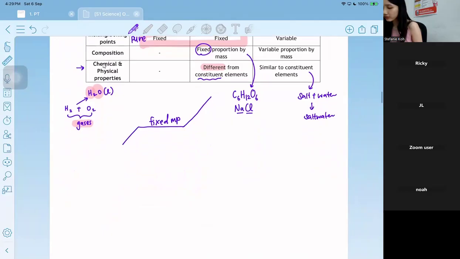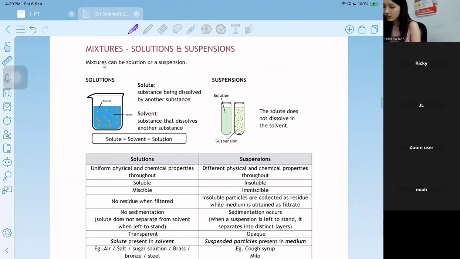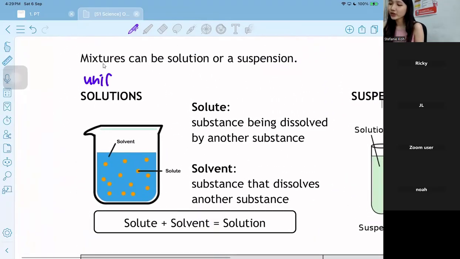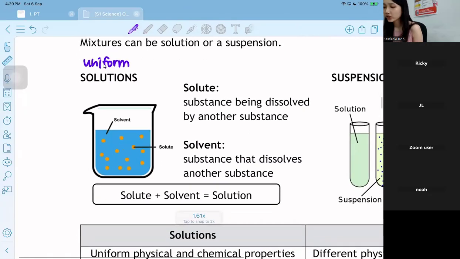Moving on. Okay. Solutions and suspensions. You all know the difference? The first one is very uniform in the color, in everything. So when you look at it, let's say salt water again. Salt water, when you look at it, right, it's uniform. You don't see specks of salt just hanging around. No. It's uniform, fully dissolved, right? As long as it can dissolve, we call it a solution.